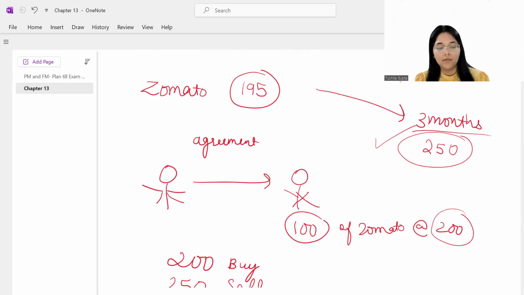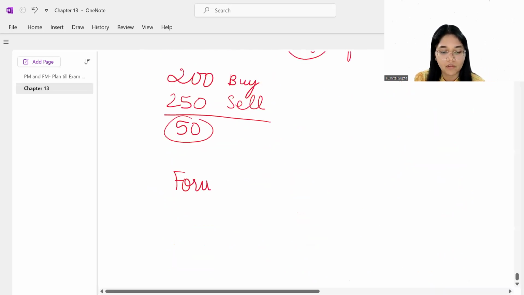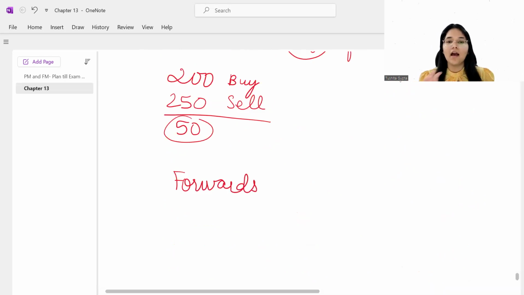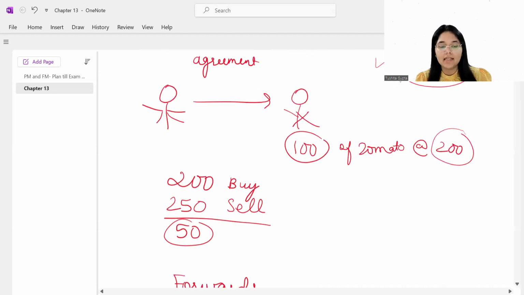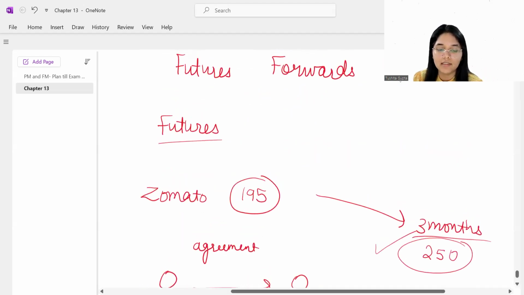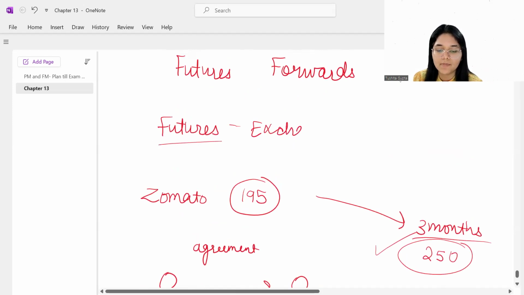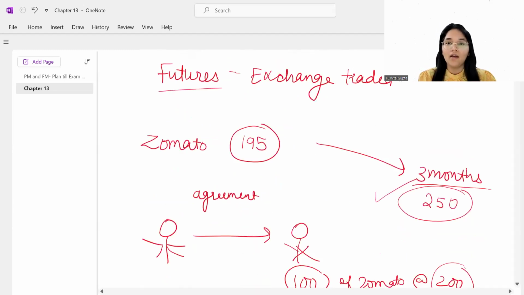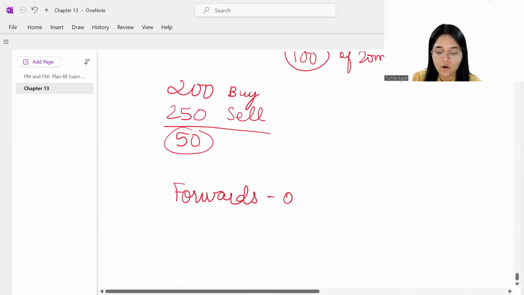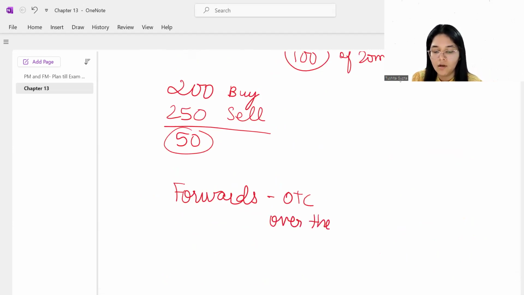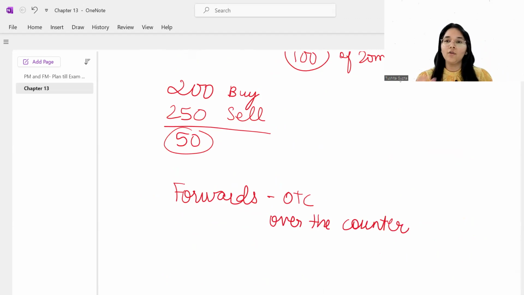Now let's talk about the forwards agreement. Futures and forwards, agreement-wise, are more or less the same. Just one major difference that you will find is that futures are always traded on the exchanges, so you can call them exchange traded. When it comes to forwards, these are OTC contracts. What do you mean by OTC? OTC means over the counter, which means there is no intermediary involved over here. You simply go to another party and get into a forward agreement with them.